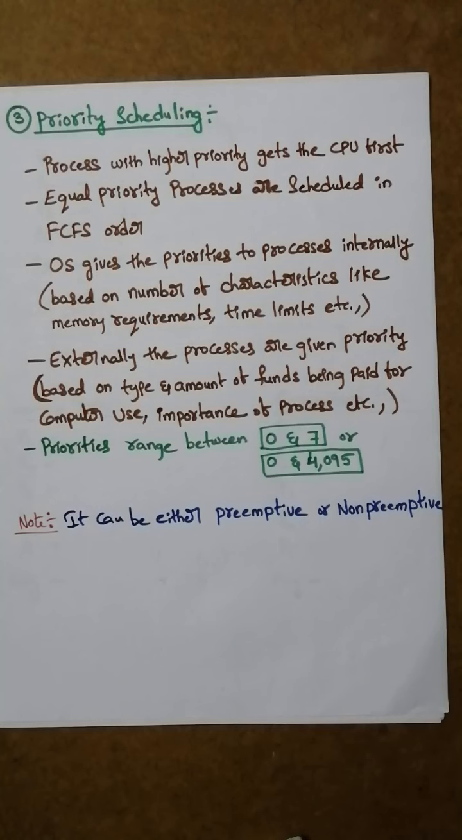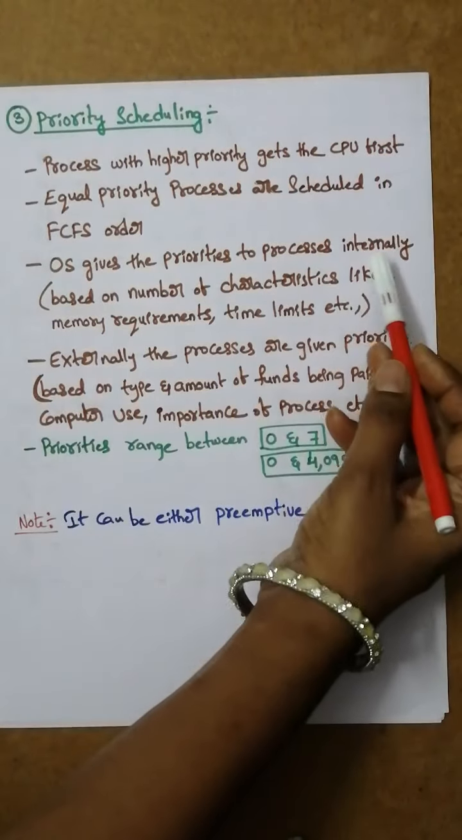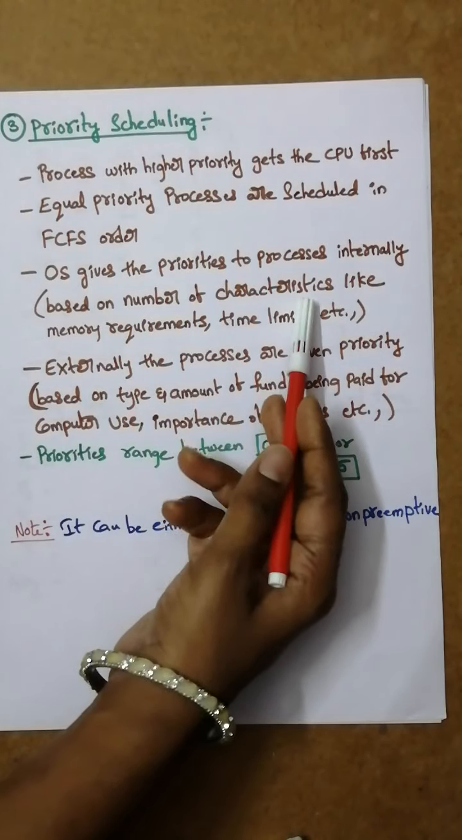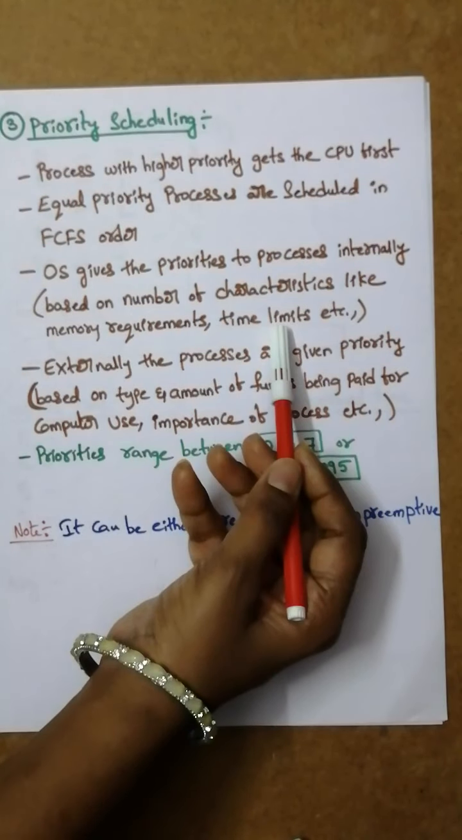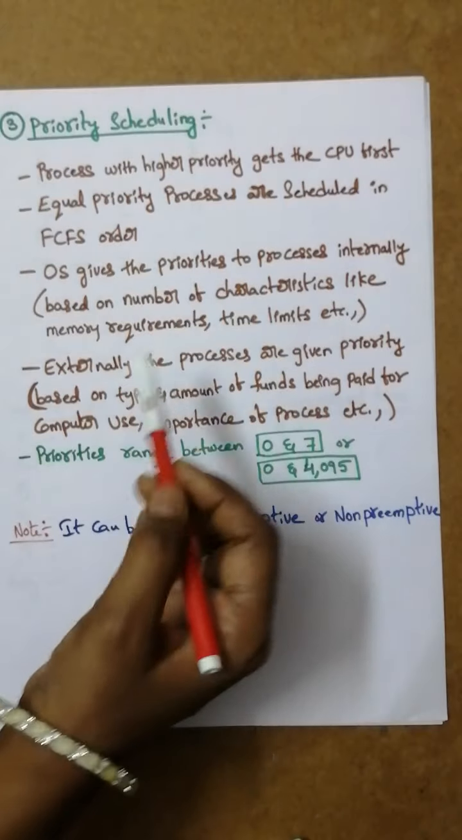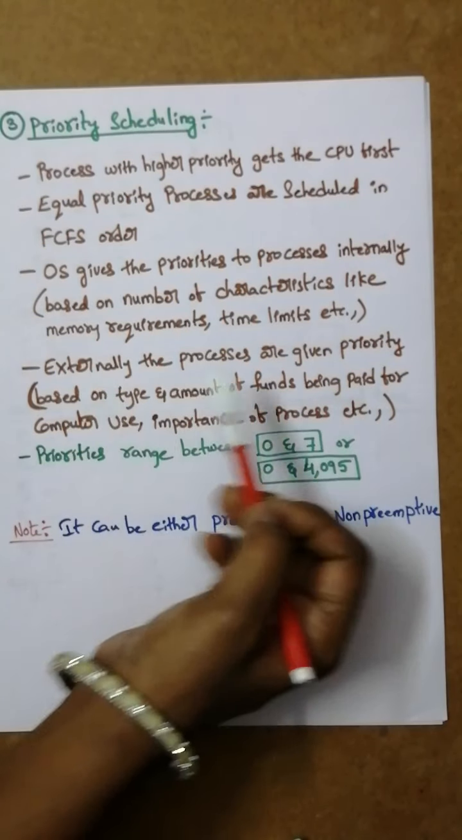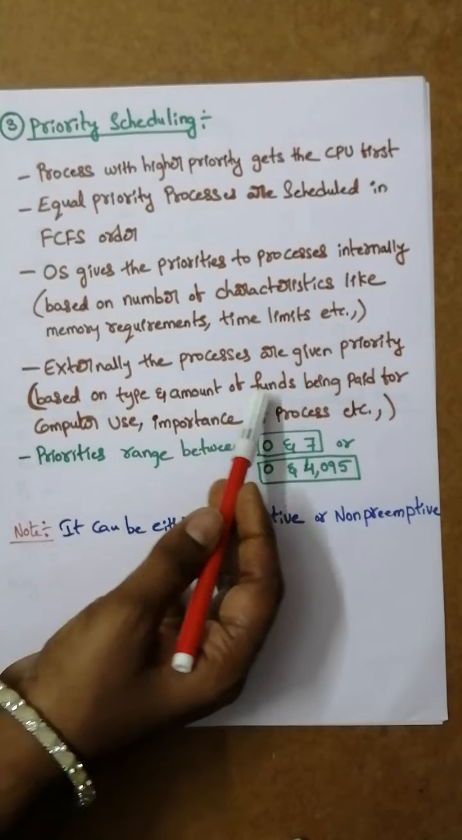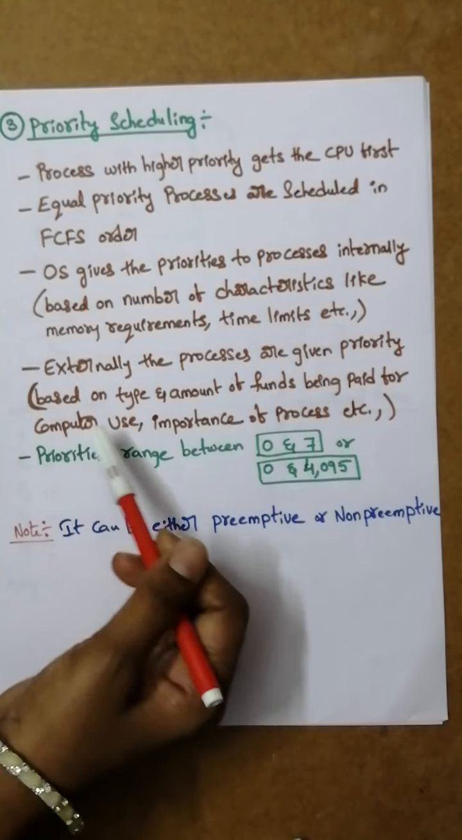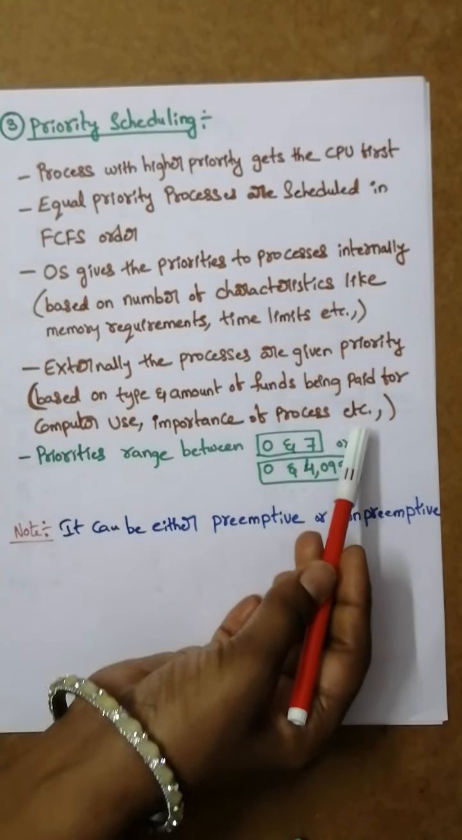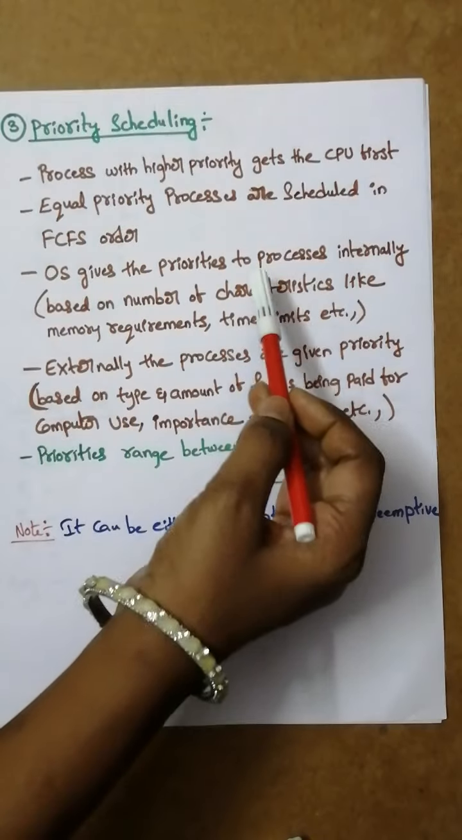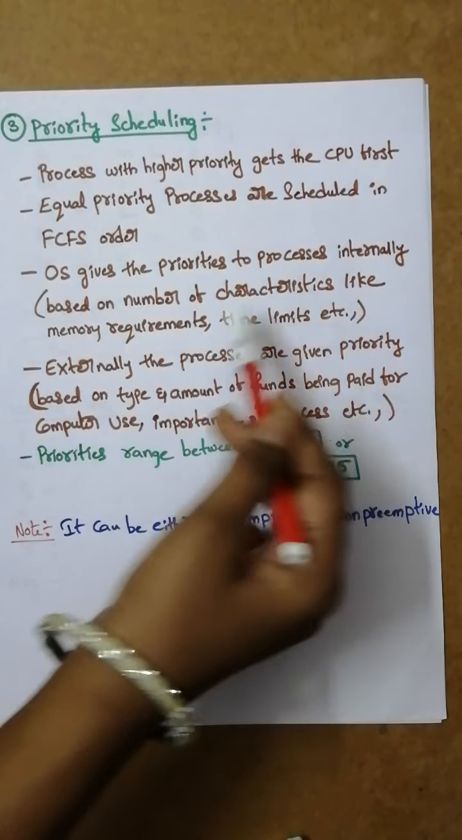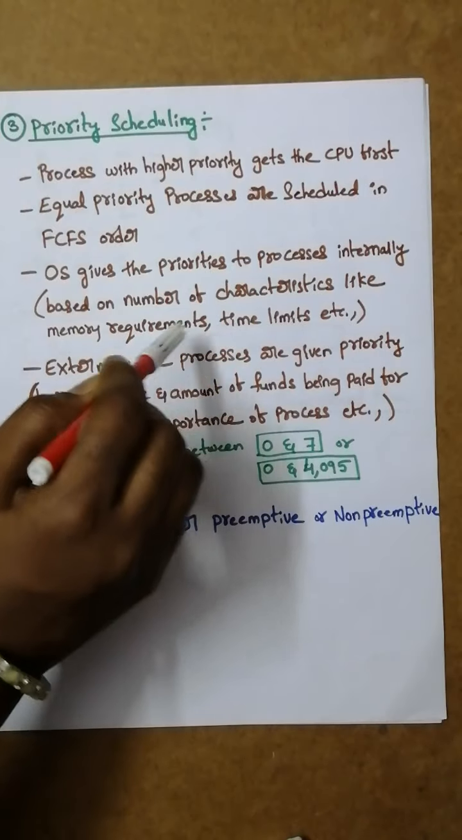Now, how is this priority actually assigned to the processes? The operating system will assign the priority in two ways, based on internal factors and based on external factors. If it is internal, then it is based on some characteristics like memory requirements, time limits, etc. Externally means it is based on the type and amount of funds being paid for computer use, importance of the process, etc. Mostly it is given internally, based on characteristics of the system like these.